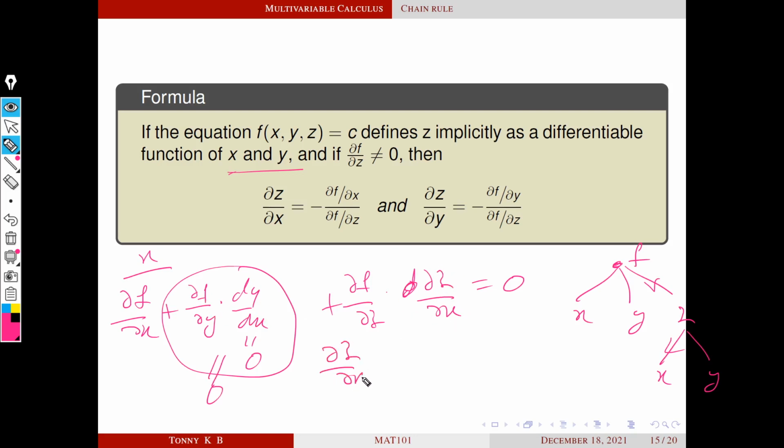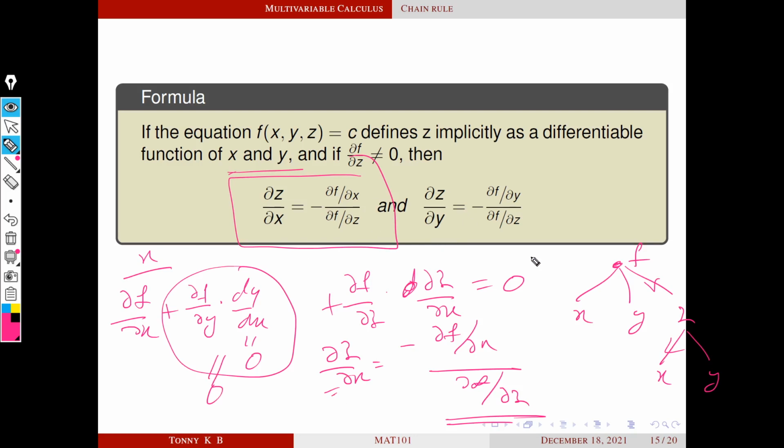What is dou z by dou x? Ultimately z is in terms of x, and this is the graphical representation of this relation. Taking this term to the right side, this becomes minus dou f by dou x divided by dou f by dou z. So dou z by dou x is equal to minus of dou f by dou x by dou f by dou z.